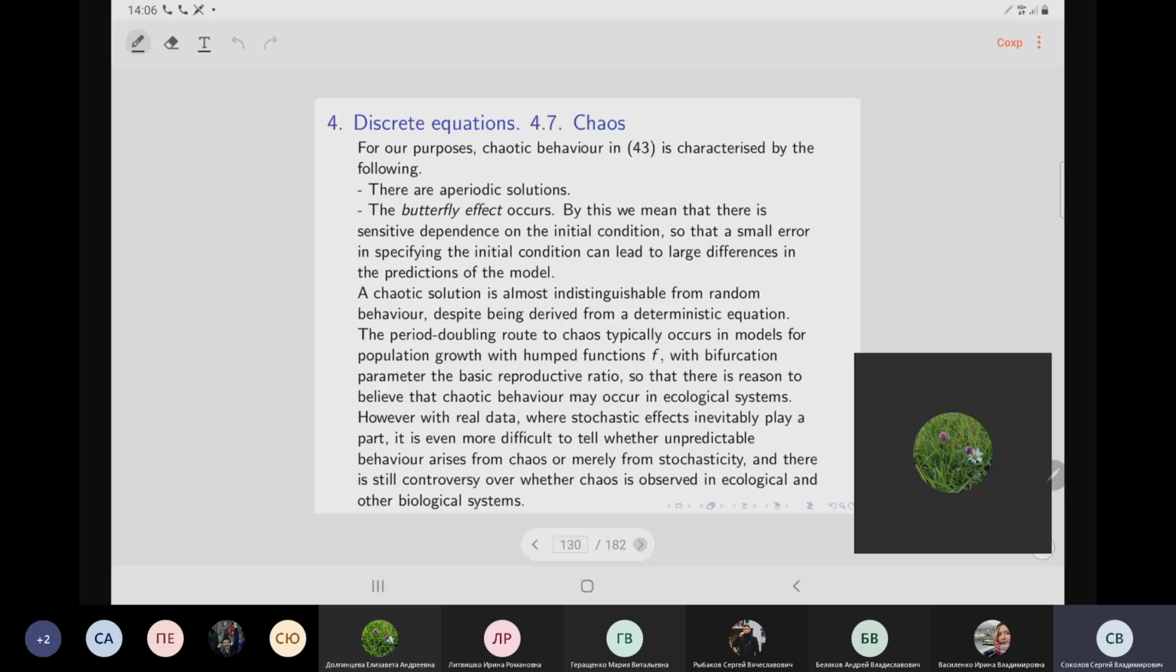What more can we stress here? There are aperiodic solutions, and the butterfly effect occurs. So the initial condition is very sensitive. There is a sensitive dependence on the initial conditions, and a small change of this initial condition gives us a huge difference in the final result, and the final motion of the equation becomes absolutely unpredictable.